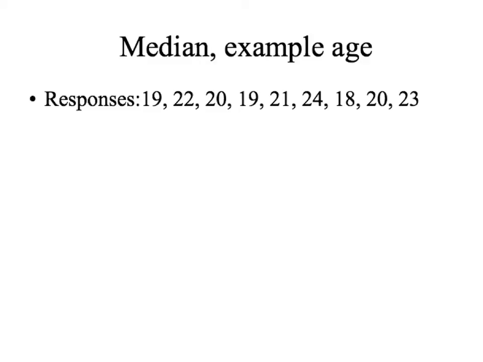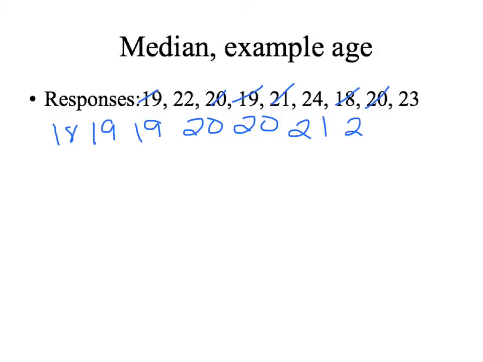I'm going to start doing that. I'm going to start with 18, and I'm going to cross them off as I go so that I don't get confused and so that I make sure I get each of my responses. Then I've got 19 and 19 again. It's not a frequency distribution, so I want to write each number even if it happens more than once. Then I have 20 and 20 again, then 21, and 22, 23, and 24.